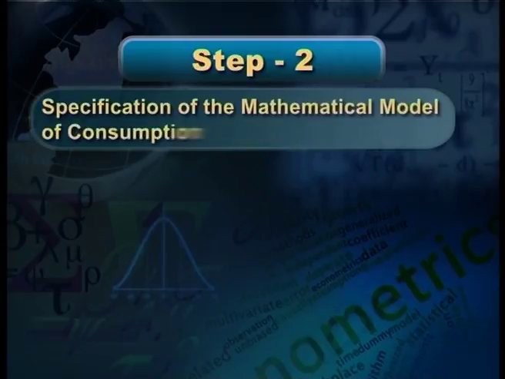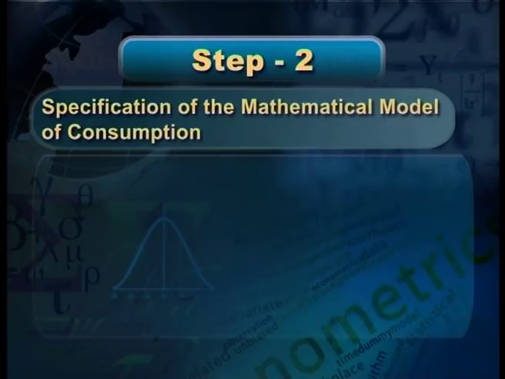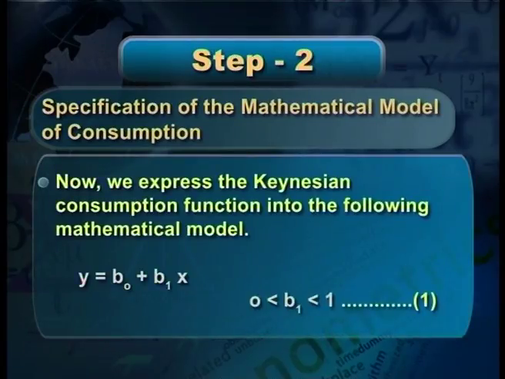Now we will discuss Step 2, that is specification of the mathematical model of consumption. Keynes postulated that there is a positive relationship between consumption and income. As income increases, consumption will also increase, but how much? That is measured with the help of econometric techniques. Now we express the Keynesian consumption function in the following mathematical model.